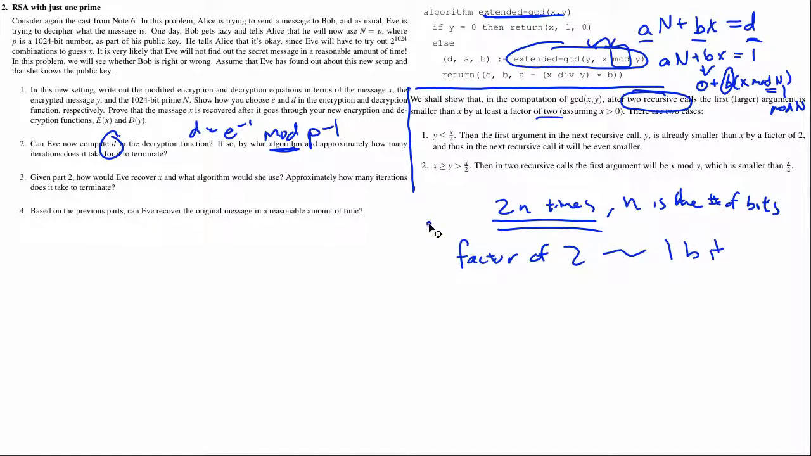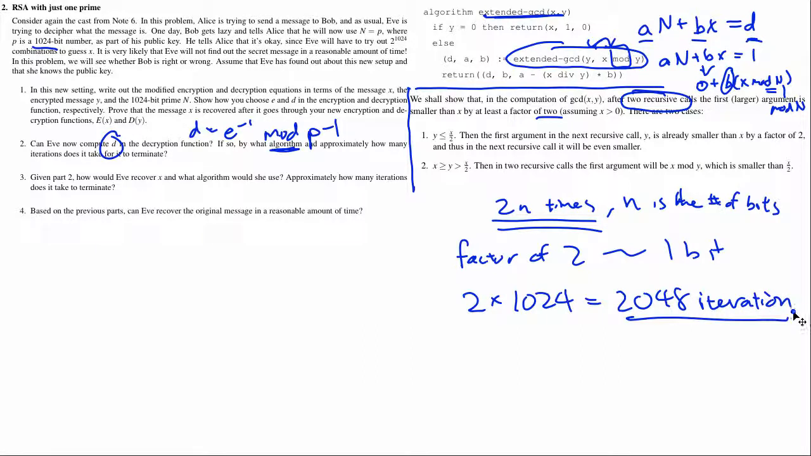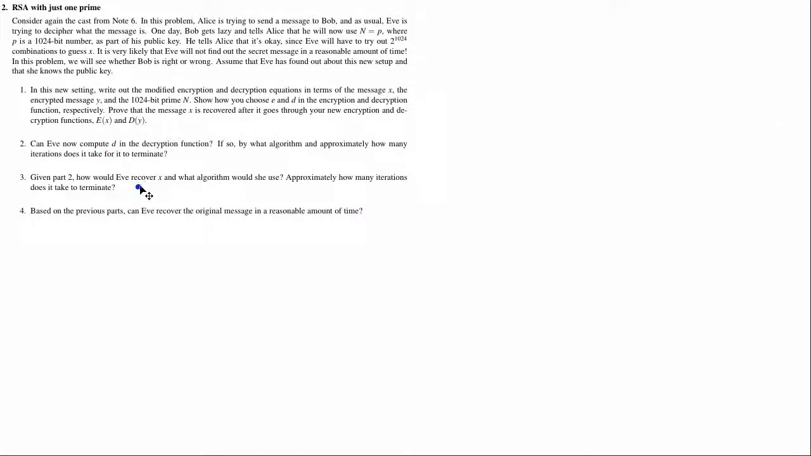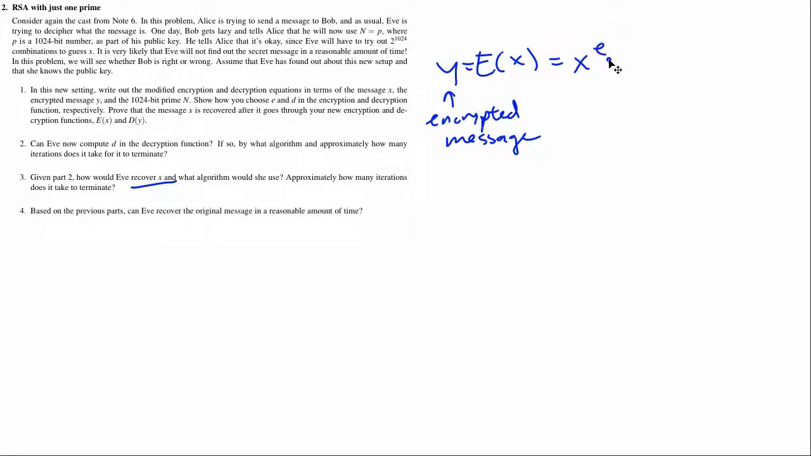And finally, since we're given the fact that p is a 1024-bit number, this will multiply out to 2048 iterations. And that is part 2. Now part 3 is really simple. You're trying to recover x, and remember how our scheme worked. We have the encrypted message that goes through the encryption algorithm and gets a power e, mod p. So when we try to decrypt it, we exponentiate it by d mod p.